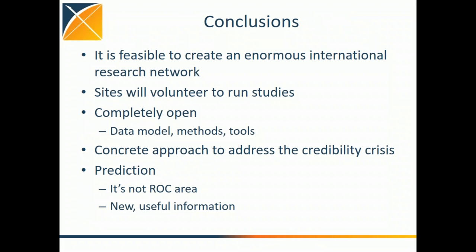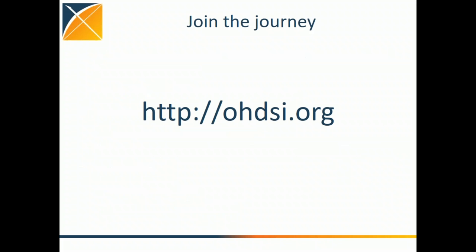So my conclusions, it's feasible to create an enormous international research network. Sites will volunteer to run studies. It's completely open. Everything we've done is available on the network. It's a concrete approach to address the credibility crisis, both right now on observational evidence that is population-level estimation, but the credibility crisis also extends to AI, that patient-level prediction, and, you know, it's been mentioned, but it's going to get worse if you start putting systems in place. And if you want more information about Odyssey, it's just on our website, odyssey.org.